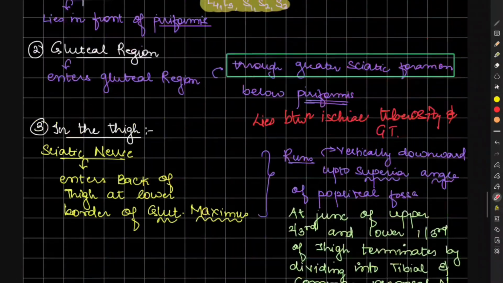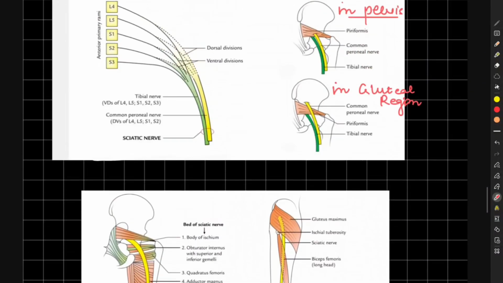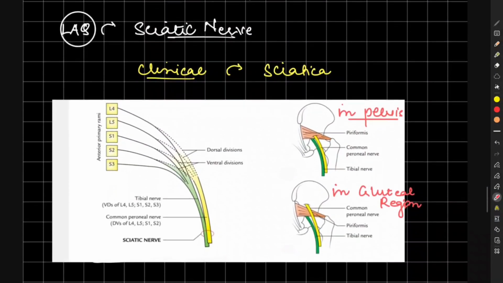Okay, so this was entirely about the sciatic nerve. Make sure that you are well versed with this diagram and with this diagram. So this completes our entire sciatic nerve. If you have any doubt, then please feel free to ask me.